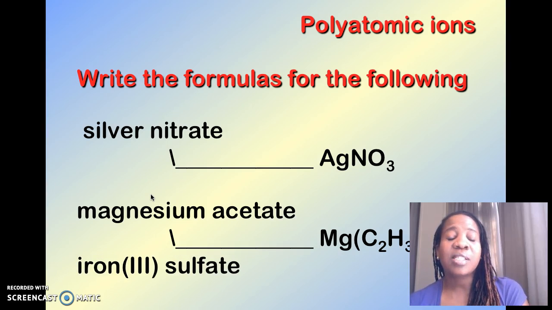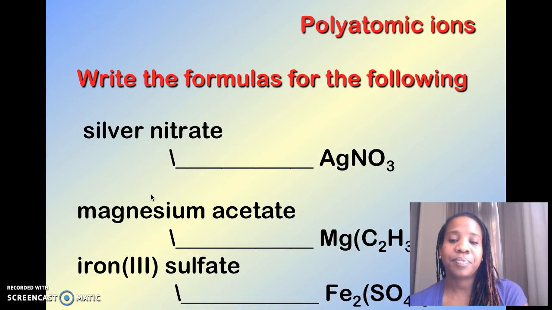Finally, iron 3 sulfate. So iron in this compound has a charge of +3, and sulfate on your list has a charge of -2. So you have to crisscross, right? So that means iron is going to need a subscript of 2, and the sulfate is going to need a subscript of 3. So you put the whole thing in parentheses and a 3 outside. All right.